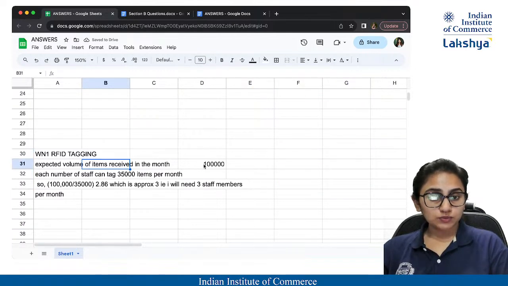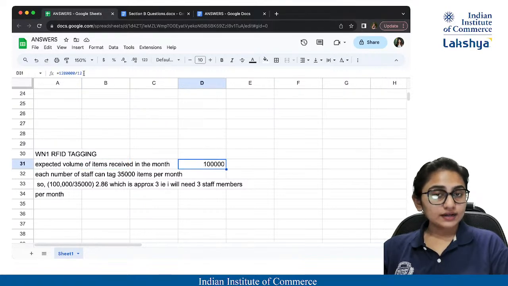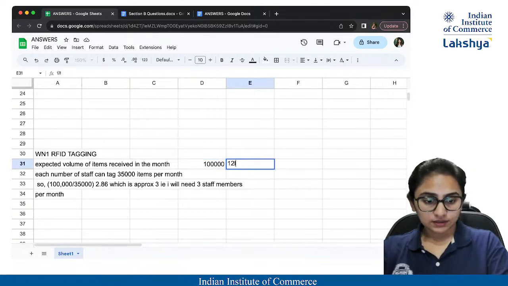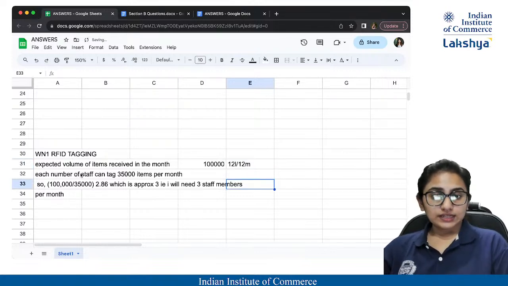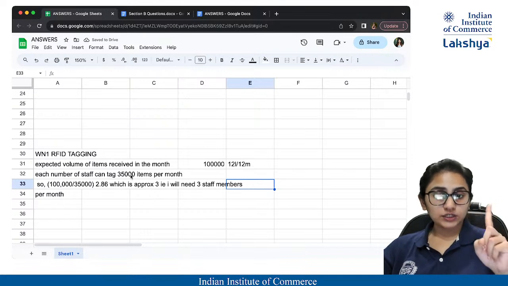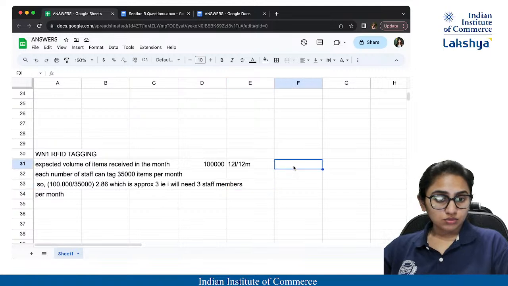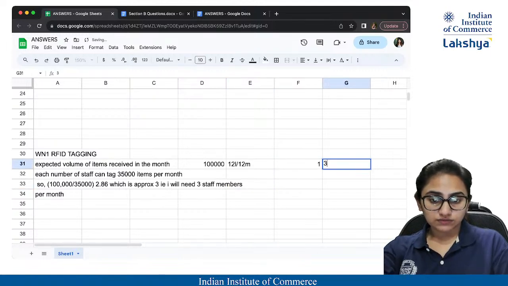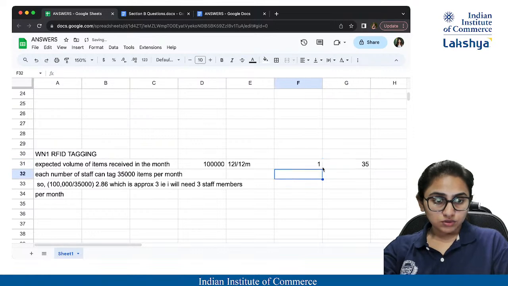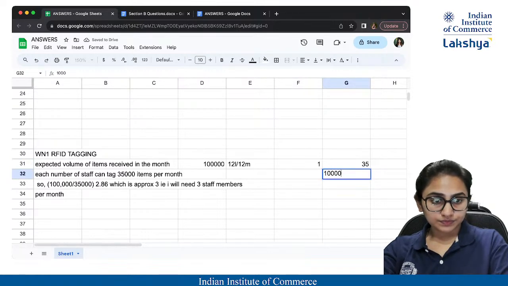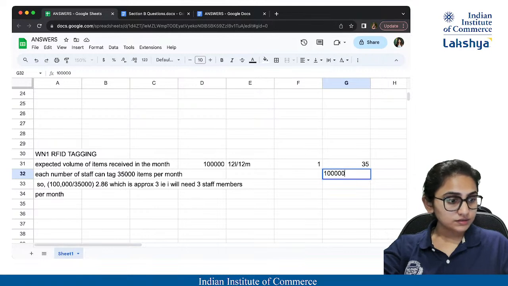The expected volume is 1 lakh. That is 12 lakh for the entire year divided by 12 months. I'll write it here, 12 lakh divided by 12 months, that is 1 lakh per month. Then one staff can do 35,000. So to do 1 lakh, how much staff will be needed?